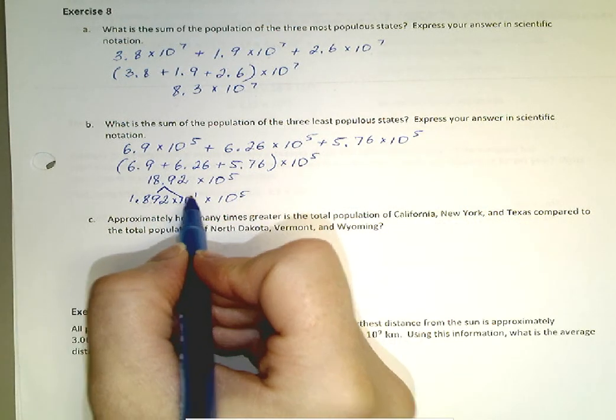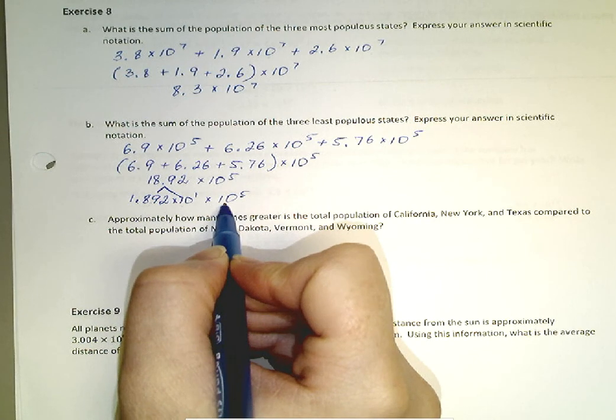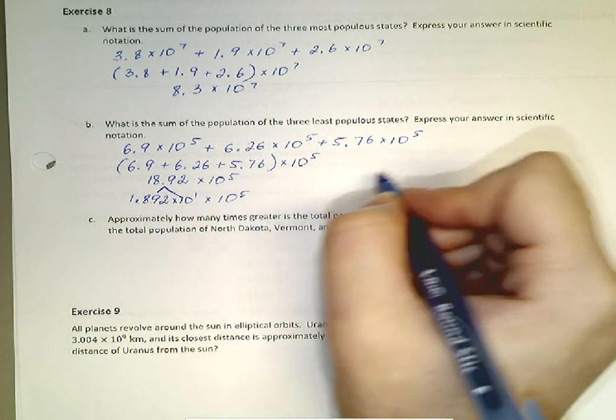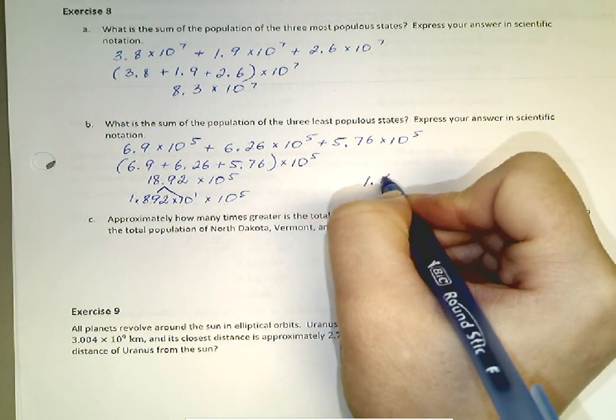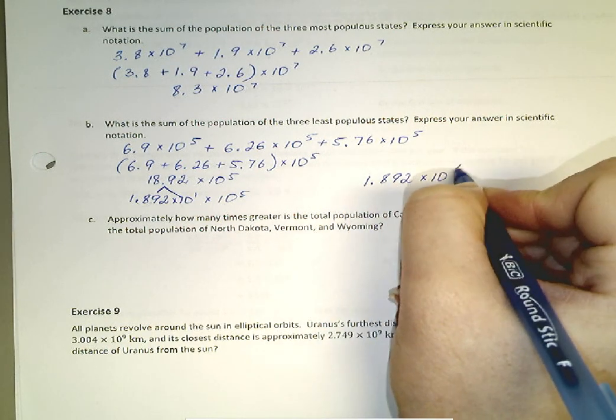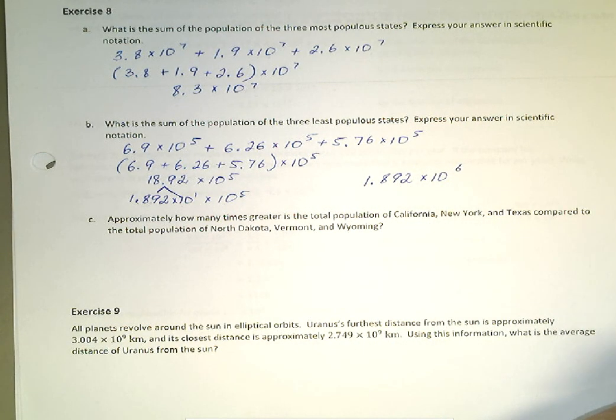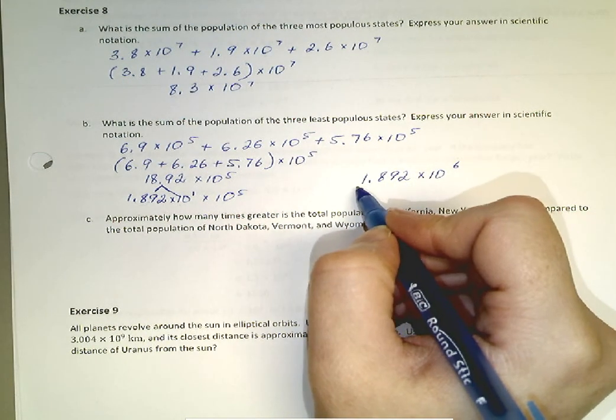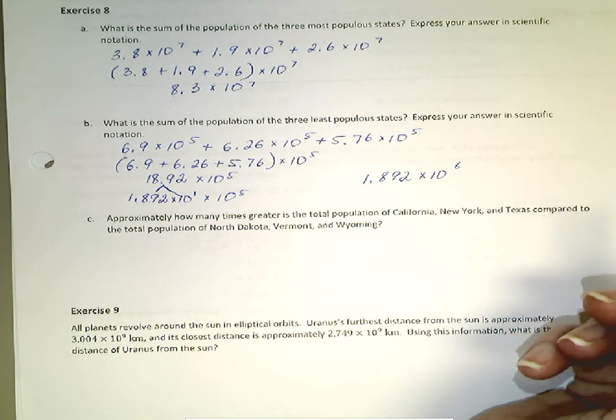So now I can combine the exponents because it's all multiplication, and I will get 1 and 892 thousandths times 10 to the sixth power. Okay, the number is written in scientific notation. That is our final answer.